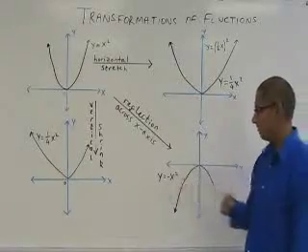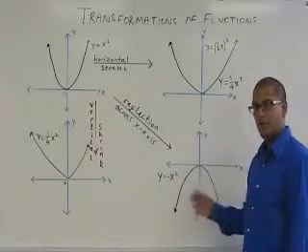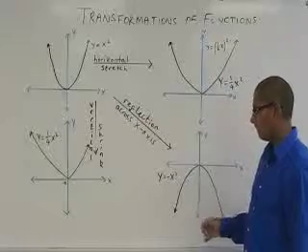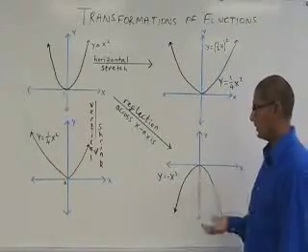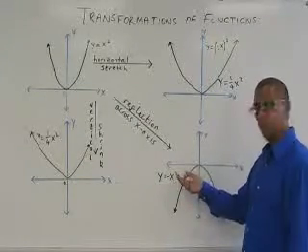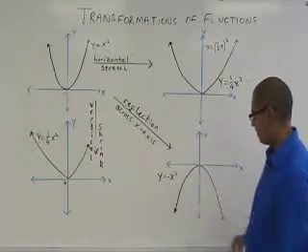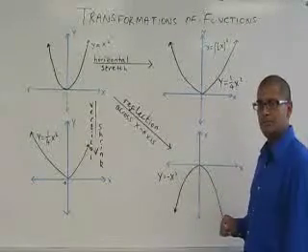If you put a negative in front of the function, it's going to reflect it across the x-axis. So a negative in front of the function reflects it across the x-axis. That's what we're seeing here.